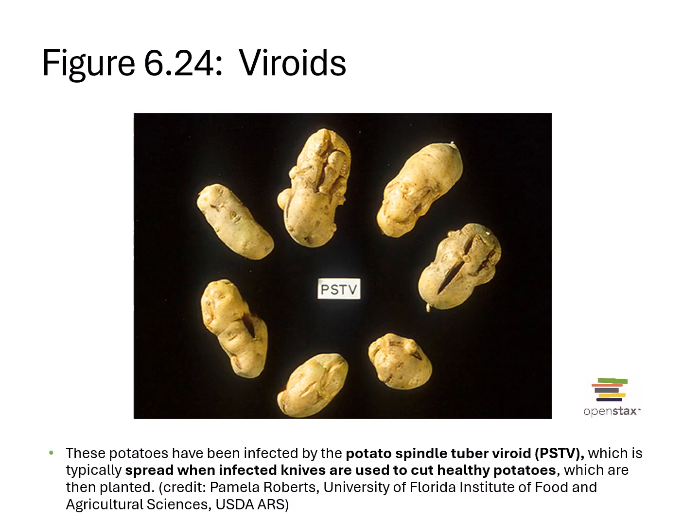So this is a picture of potatoes that have been affected by the potato spindle tuber viroid, and you can see that the viroid takes over the host machinery and stunts and prevents normal metabolism of the plant cells. This will interfere with the pathways that are usually critical for normal growth. And the viroid can be spread when infected knives are used to cut healthy potatoes.